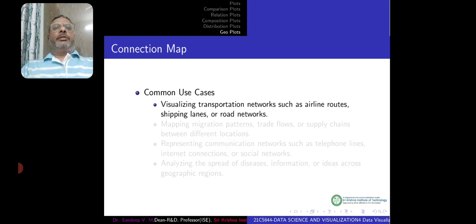It is very useful in visualizing transportation networks such as airline routes, shipping lanes, or road networks. So airline routes are between two cities. Mark the two cities with nodes and connect them with an edge. If the direction is unidirectional, then we can put an arrow. But if it is bidirectional, we don't use any arrow. So no arrow means it is bidirectional by default.